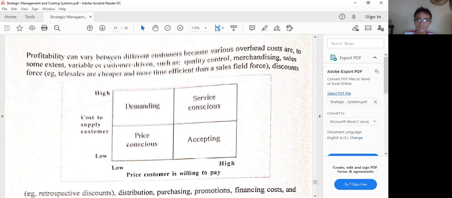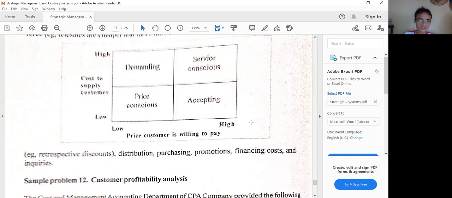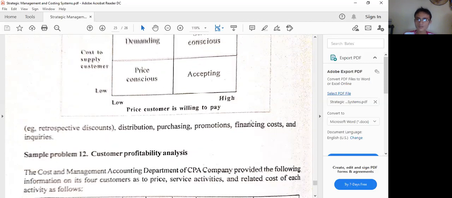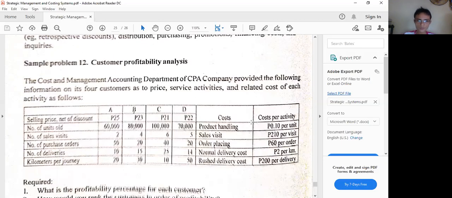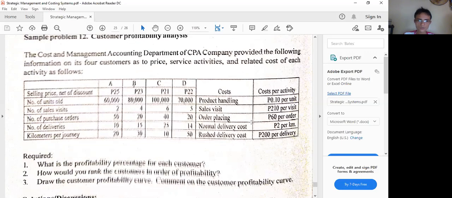Now, as said a while ago, profitability can be different between customers because some customers would demand higher costs depending on their classifications. Then sometimes others would be asking for a lot of discounts, promos, etc., or we will be spending a lot on promos just to get the market. Next, here is a sample problem showing a customer profitability analysis, so we can actually determine how profitable we are on the different customers.